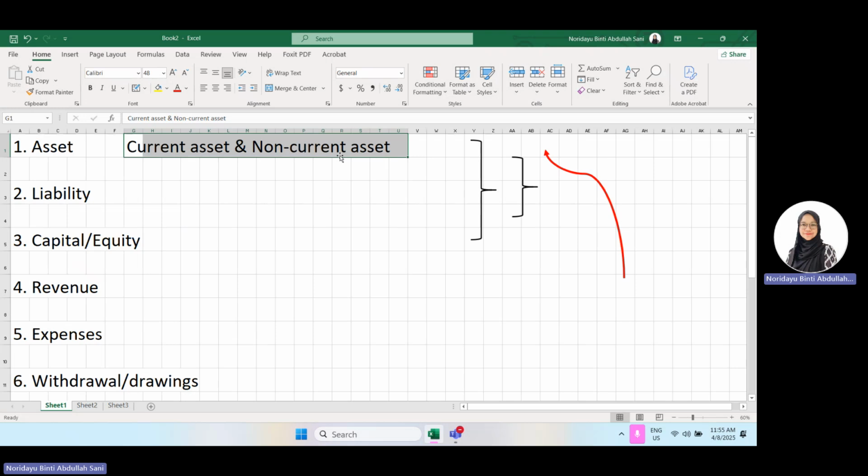Next is non-current asset. Of course, it's not easy to be converted into cash. For example, you have land. Sometimes it takes years to sell the land. Other examples are machines, buildings, business premises, offices, factory, and plant. Okay, so that's on asset.